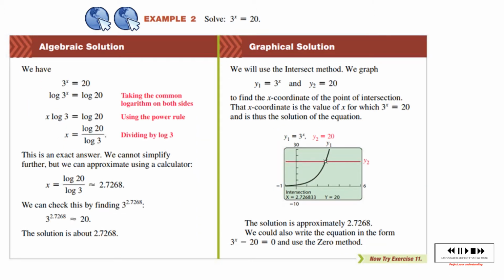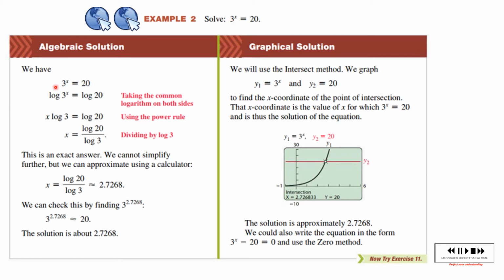Let's look at another example. Here we have the problem 3 to the x is equal to 20. Now it turns out 20 cannot be written as a perfect power of 3, as an integer power of 3. So that means we have to do it differently.